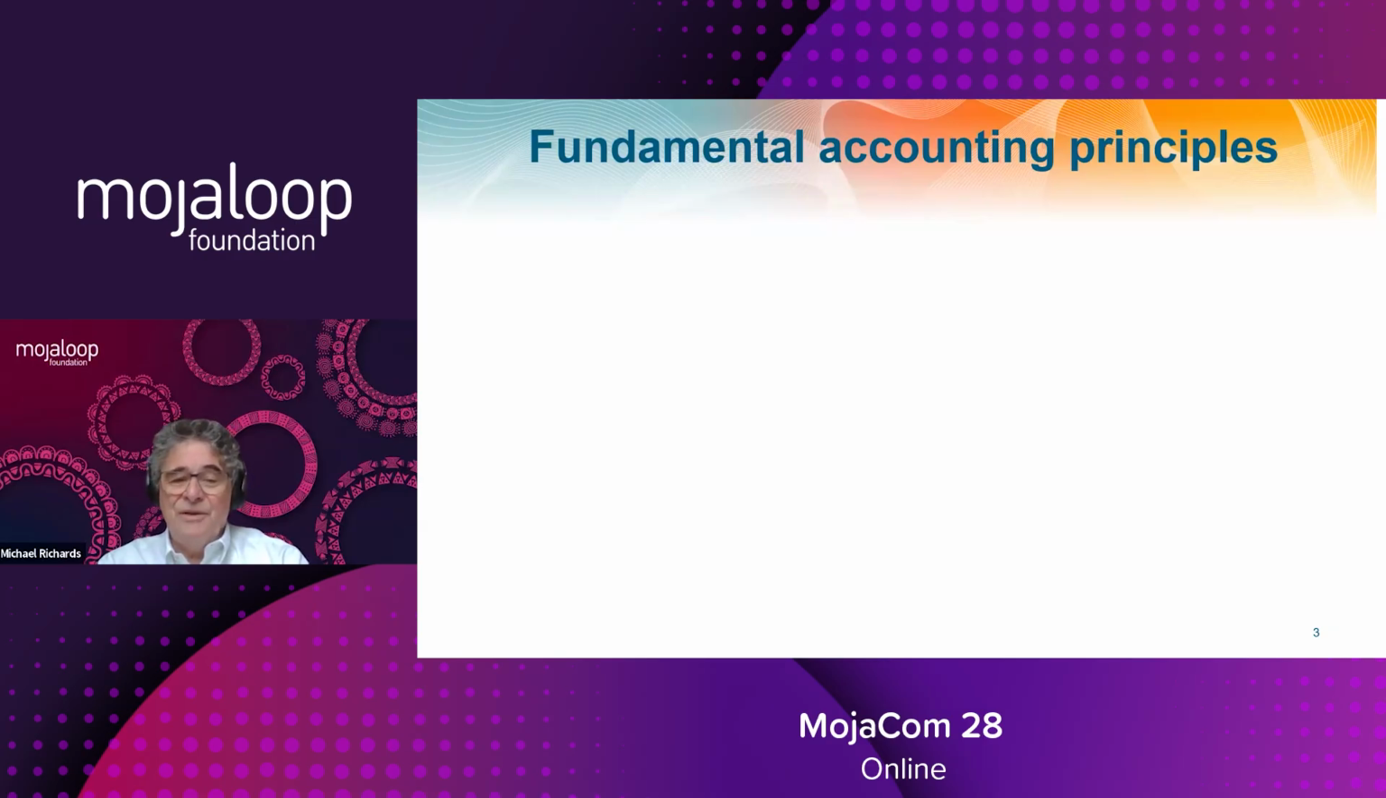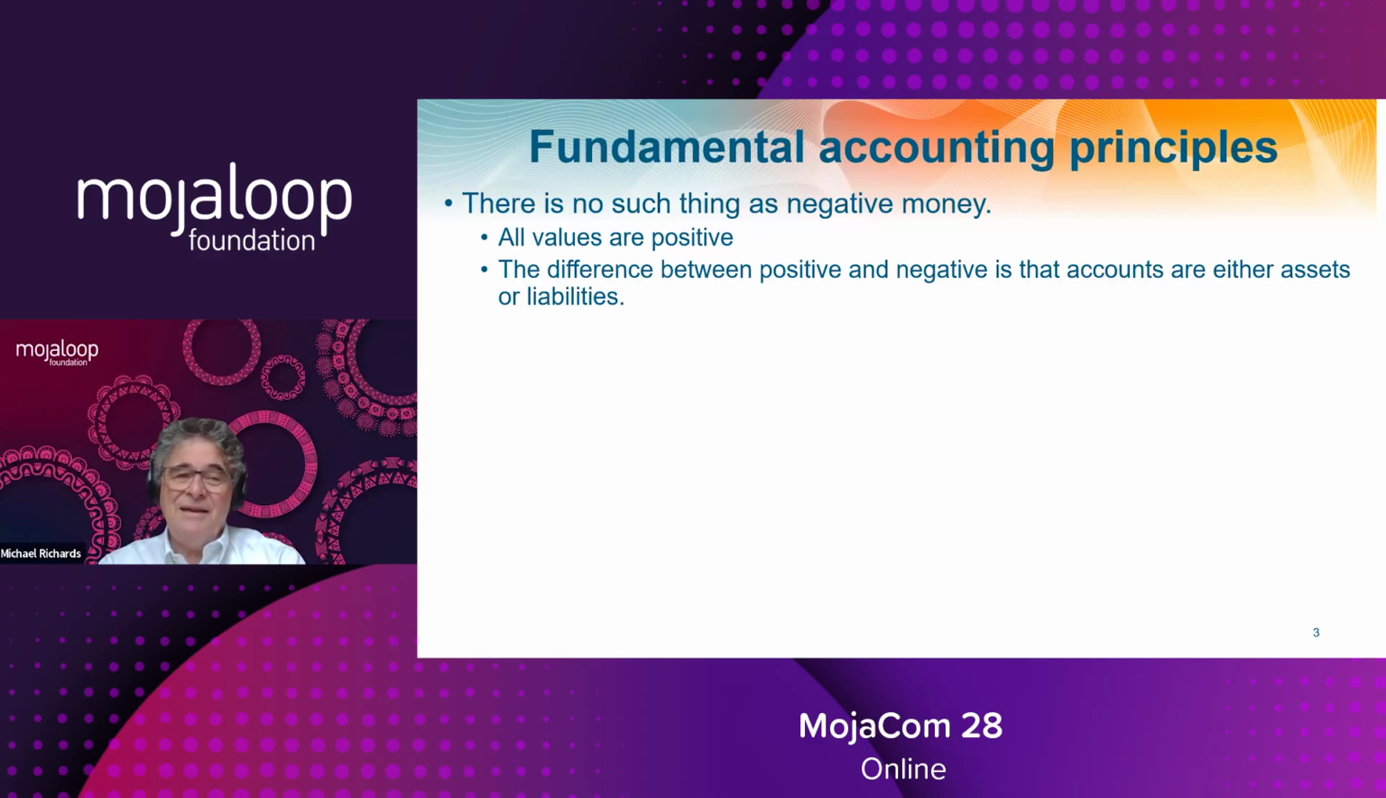I want to start with some fundamental accounting principles, which were taught to me with a bat by Miller. First of all, there's no such thing as negative money. All the values are positive. Second, the difference between positive and negative is that accounts are either assets or liabilities. And that depends on your point of view. One person's asset is another person's liability in the system.